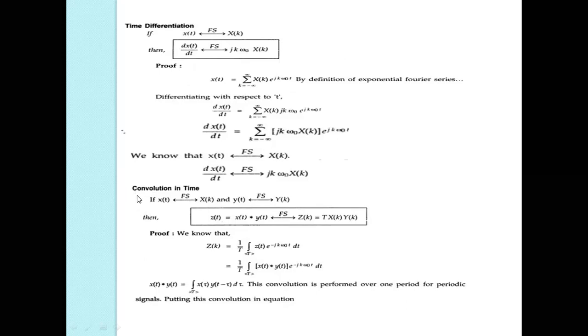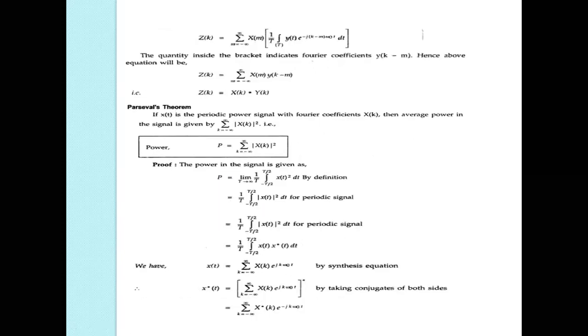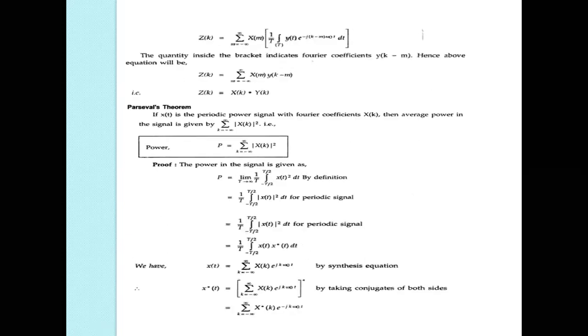Today we discussed two very important properties: convolution in time, the sixth property, and the seventh one, the multiplication or modulation theorem. The eighth and ninth properties are Parseval's theorem and the symmetry properties, and there are some examples using these properties that we can discuss in tomorrow's class, my students. Tomorrow means the day after tomorrow, that is on Monday.